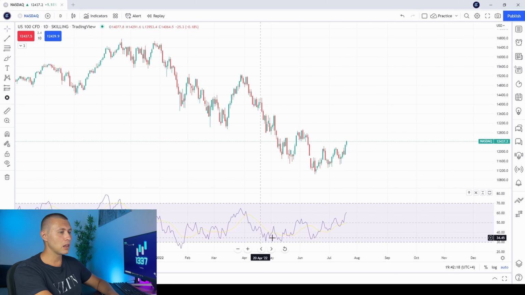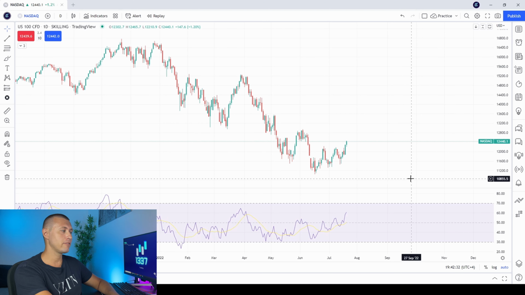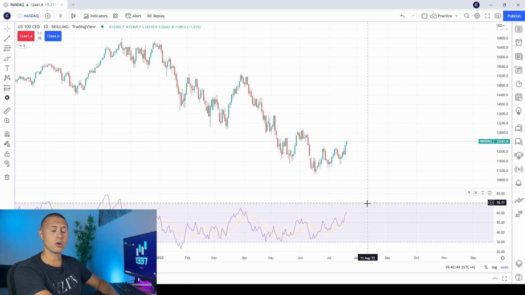When it goes below the 30 area, like it did over here, it is a signal to buy. That means that the instrument you're trading is oversold and you should buy. However, again, this is a very traditional way of looking at RSI, and I am not using it like that. I do look at oversold and overbought areas. However, I'm not strictly going by them.